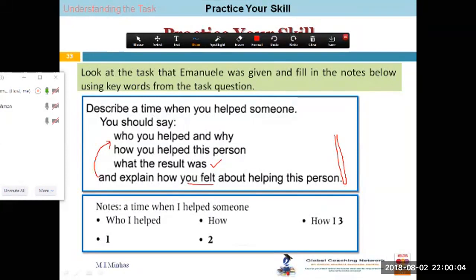So when I have exhausted all my points and still there is time, what I will do, I will refer back to any of the previous points and add something more. Clear? Yes, sir.